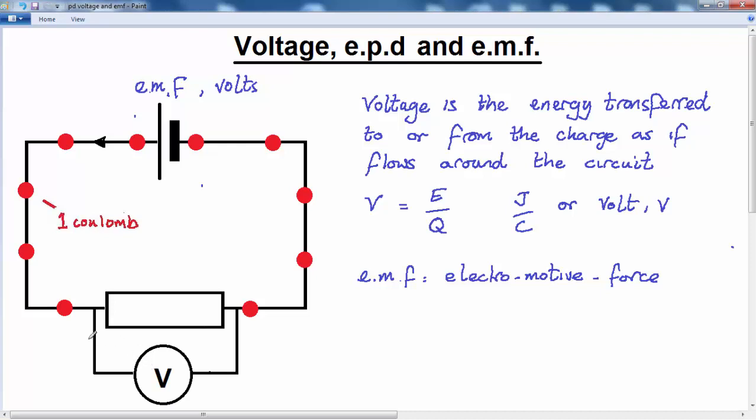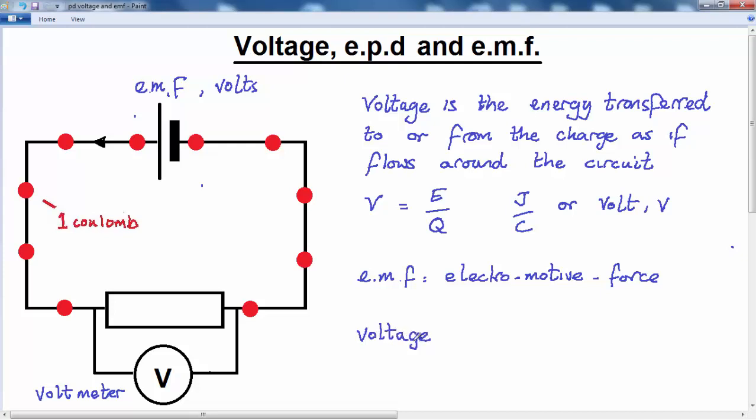Now, the voltage, or the energy transferred by each coulomb of charge, can be measured by an apparatus called the voltmeter, and these are always connected in parallel to the circuit, as you can see here, whereas the ammeters were connected in series in the circuit. So we can say that the voltmeter measures the voltage, or what is also called the electrical potential difference in the circuit. So the voltage is the same as the electrical potential difference.